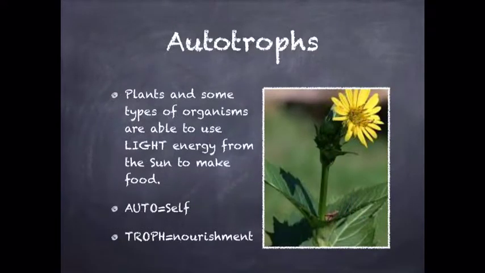Okay, there are certain organisms known as autotrophs. These are plants and some types of organisms, and they're basically able to use light energy from the sun to make food. Now looking at the word, auto equals self. Troph means nourishment. So basically this means they are self-nourishing, i.e. they make their own food, which allows them to survive.